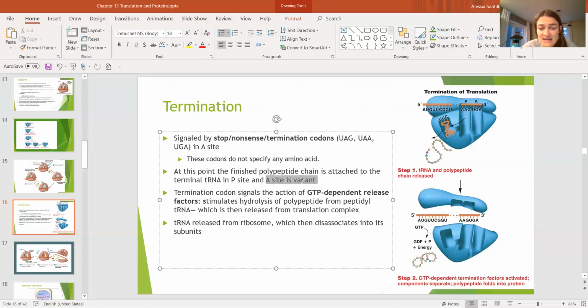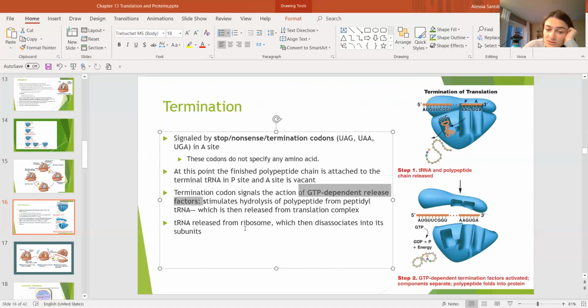In this vacant A site, the GTP-dependent release factor binds, instead of a normal tRNA, right? Because we don't have a tRNA that has an anticodon for any of those stop codons. And then this stimulates the hydrolysis of the polypeptide from the peptidyl tRNA, the one in the P site, which is then released from the translation complex.